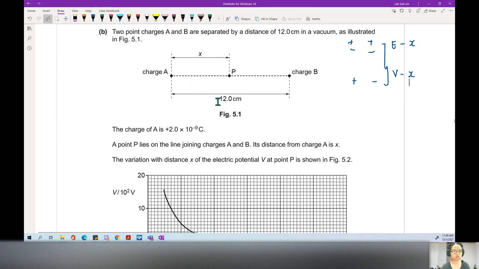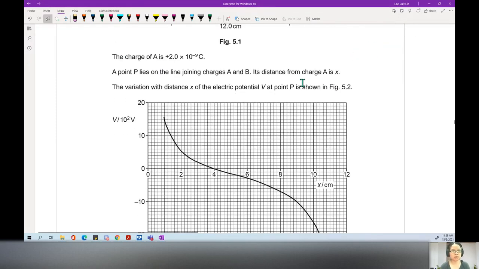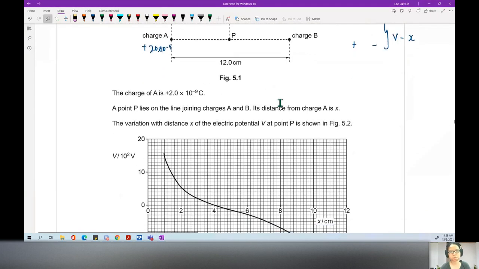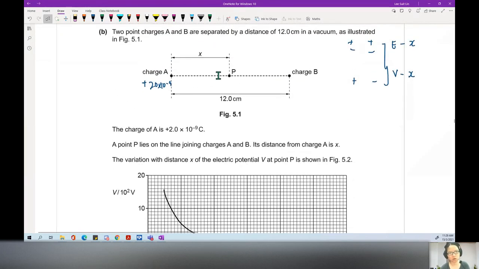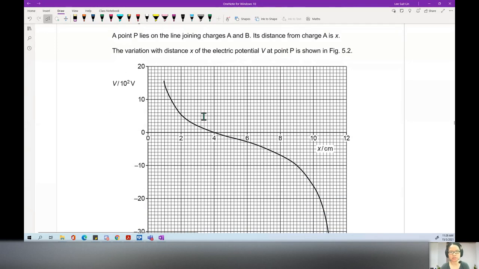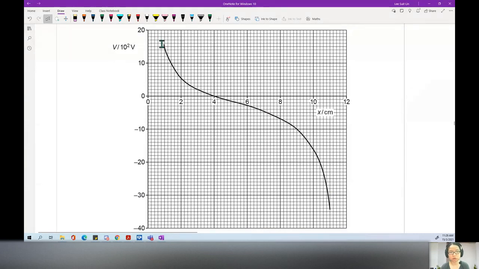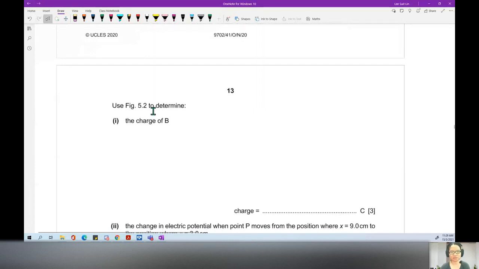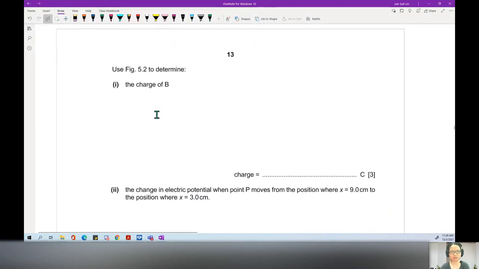But in this case, we have these two charges. You are given that A is positive 2.0 times 10 to the power of negative 9. Okay, P lies on the line joining AB. The distance from charge A is X. Okay, the variation with distance X of the electric potential is shown. So this is a V-X graph. Your V will decrease to 0, then increase in the negative portion. Actually, the V is decreasing all the way. Okay, use figure 5.2 to determine the charge of B.